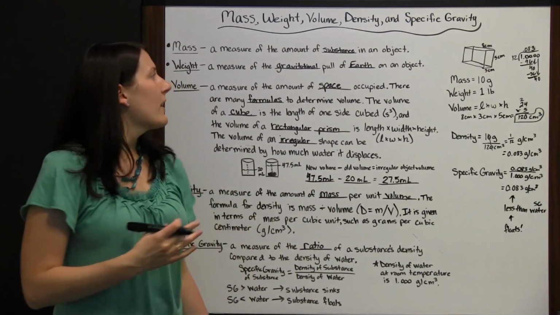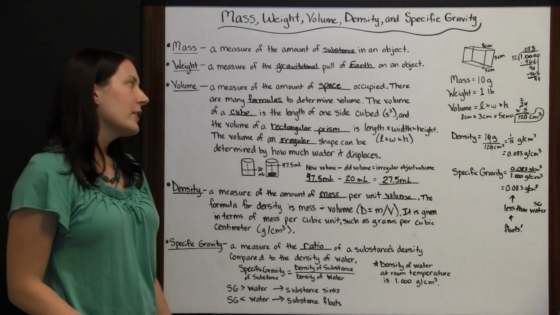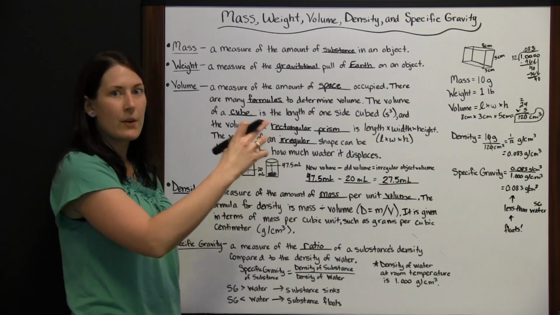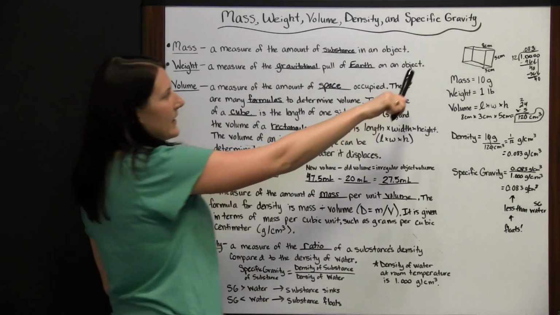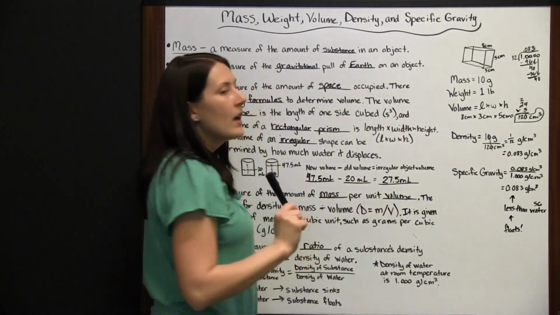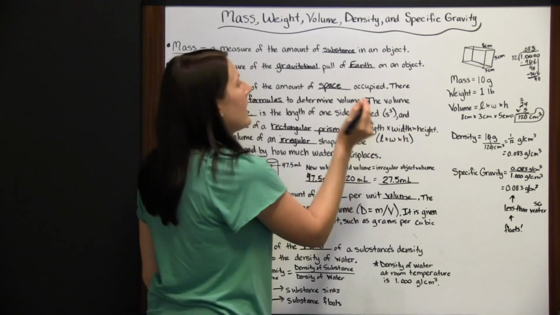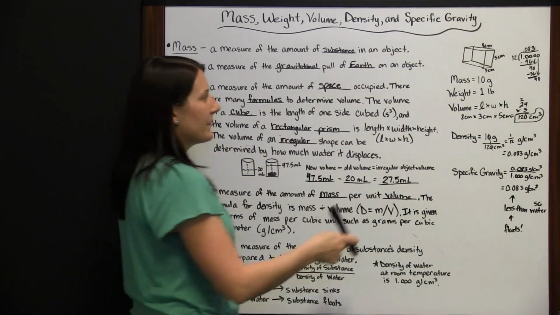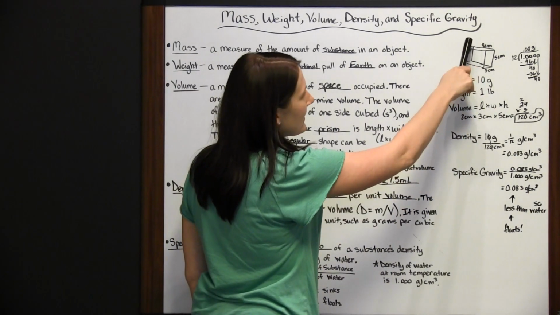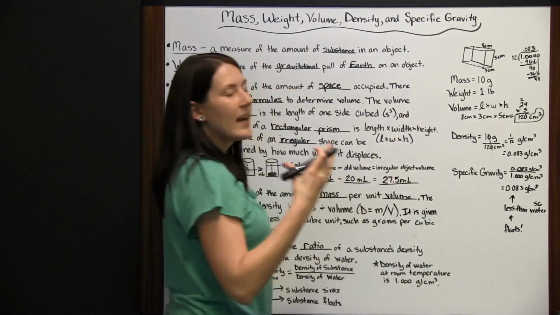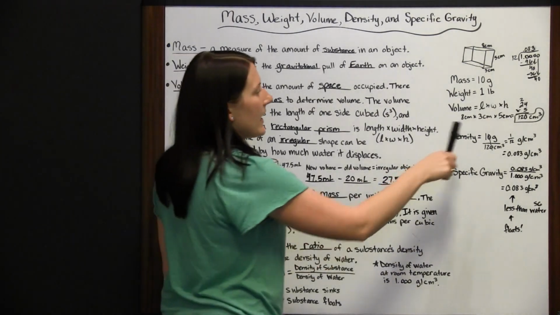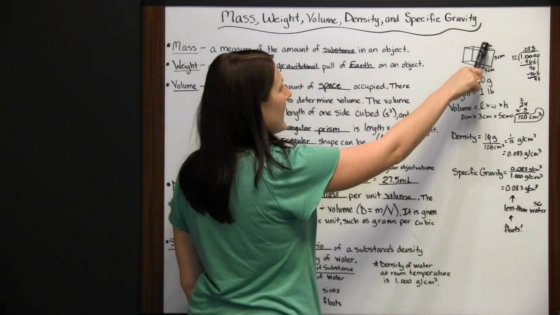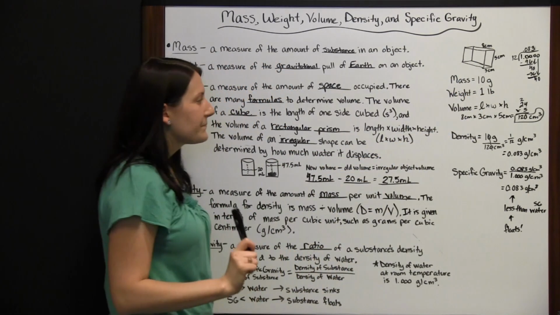So let's review all of these terms and make sure we understand the difference. The mass of our box was how much substance was in there. We had 10 grams of a substance in this shape. It weighed 1 pound. That was how much gravitational pull Earth had on the object. Its volume was based on its actual size, how much space it occupied, and it came out to 120 centimeters cubed, which we got by multiplying length by width by height.